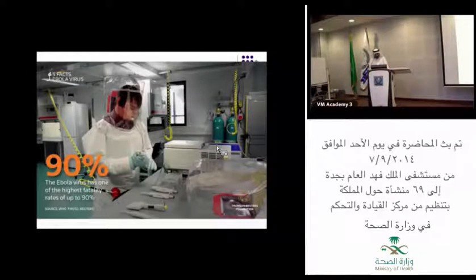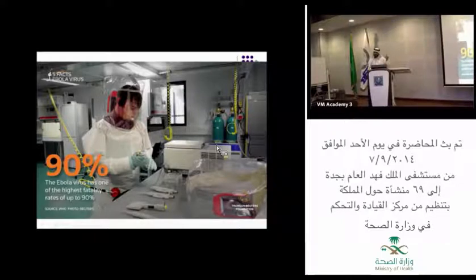In terms of diagnosis, in the first few days, you can do ELISA to detect the antigen. You can do ELISA to detect IgM antibodies. And you can do PCR to detect the RNA of the virus. And you can do virus isolation.